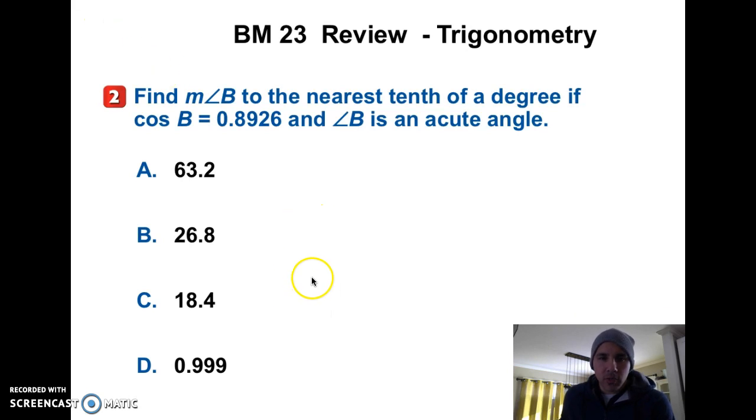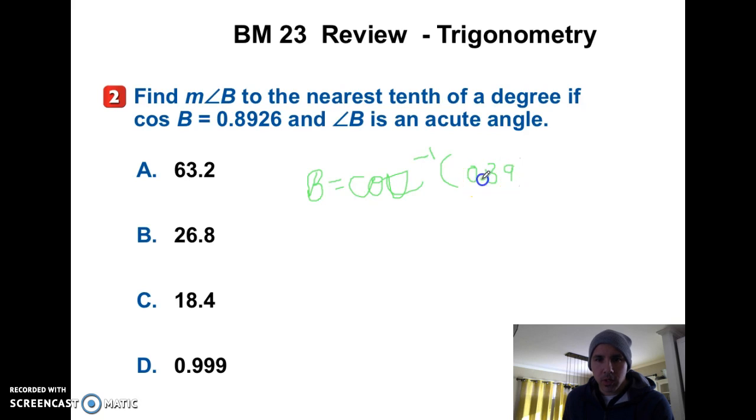Hope you guys got the right answer for this. Let me go ahead and show you the solution. On the calculator, you want to do the cosine inverse to get B by itself. So this is how I'm going to write this down. B is going to equal your cosine inverse, and then in the calculator you just want to hit 0.89.